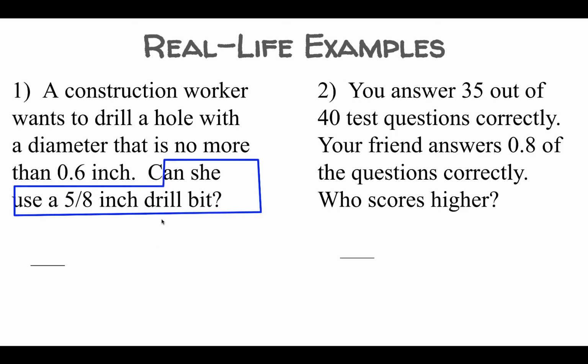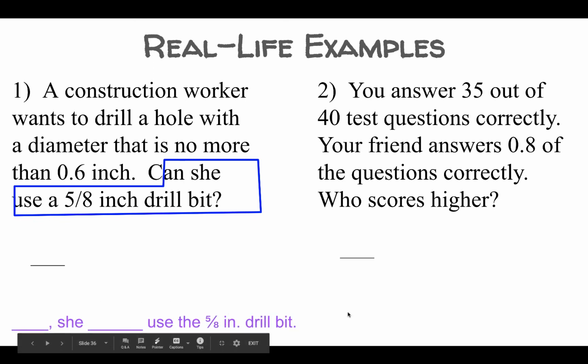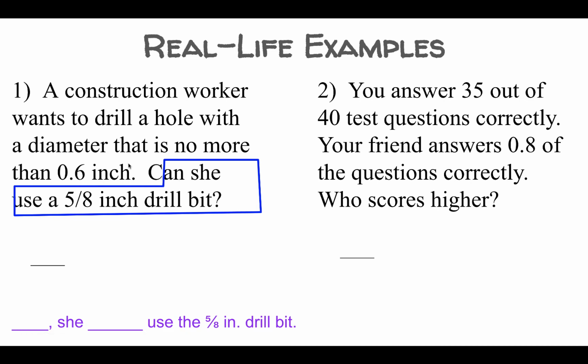We are trying to figure out if she can use that drill bit. So it's either going to be yes, she can, or no, she cannot. So my sentence is blank, she blank, use the 5/8 inch drill bit. Now, if I go line by line, I normally look for a key operation word, but here it's a comparison phrase, no more than. So she doesn't want the hole to be bigger than 6/10 of an inch. So can this drill bit keep the diameter within 6/10 of an inch?